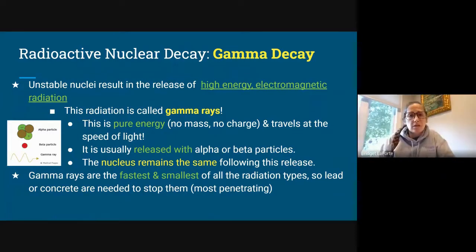Gamma rays are usually the ones in all the superhero comics that cause superpowers to occur. That's not a real thing, by the way. But if it were, gamma rays would be the ones they are usually using.